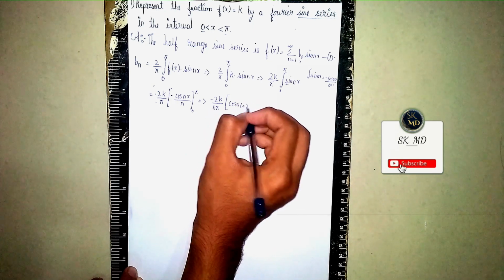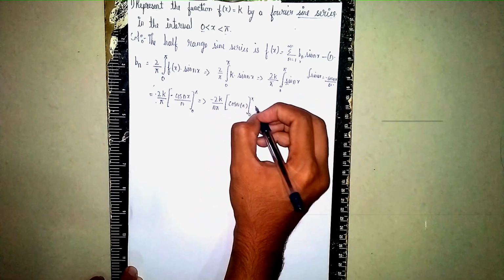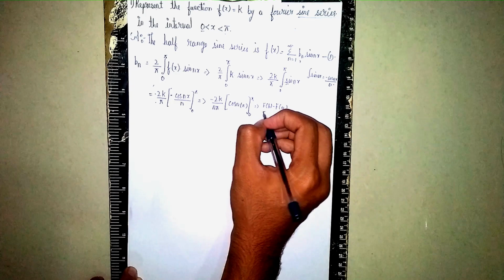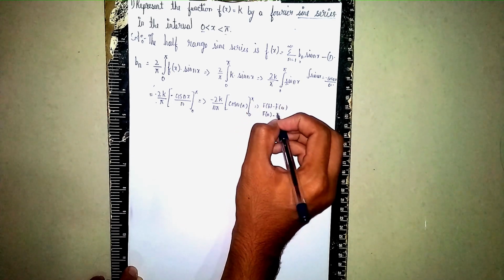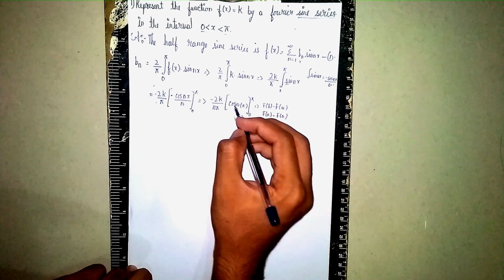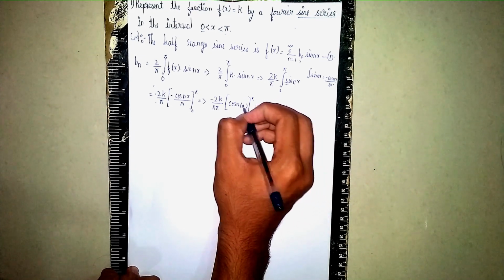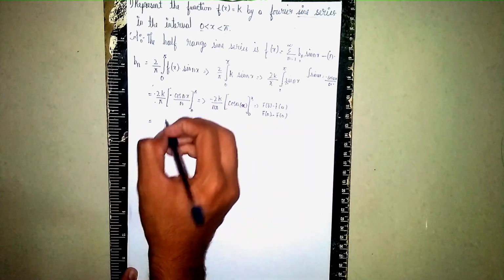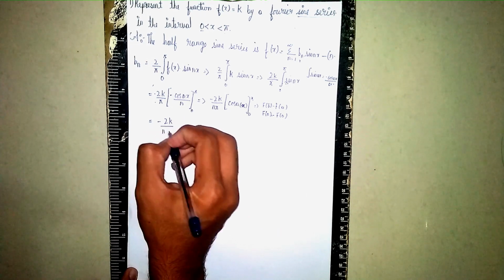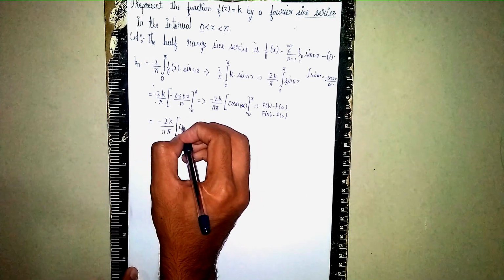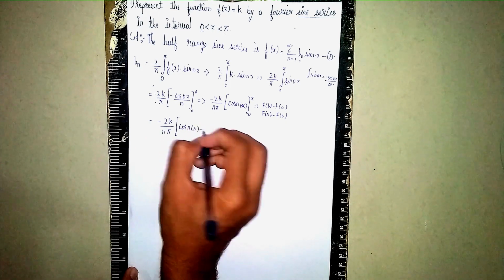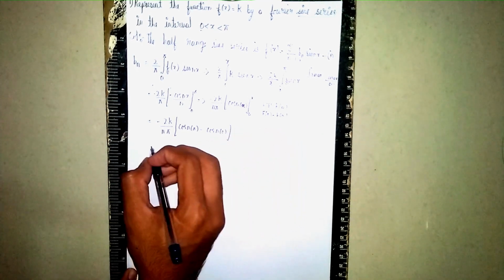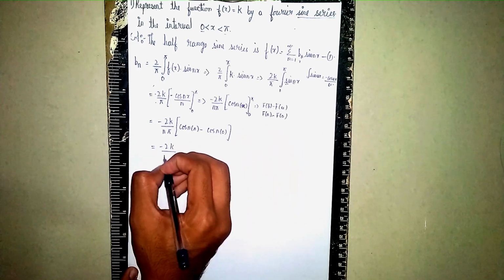Now how do we apply the limits? F of b minus f of a. I'm writing this step, but don't write this step in the exam. The upper limit b is pi and a is 0. Now substitute pi in place of x. Applying the limits, it becomes minus 2k by n pi, open the square bracket, cos n pi minus cos n into 0, close the bracket.